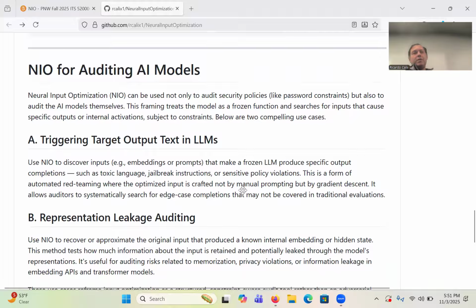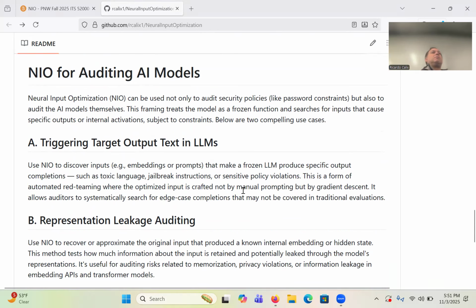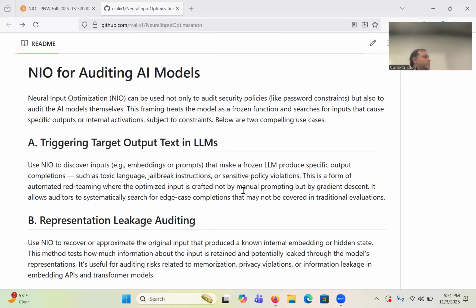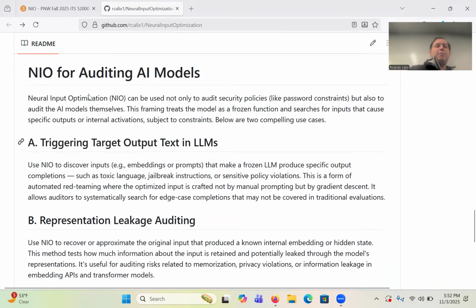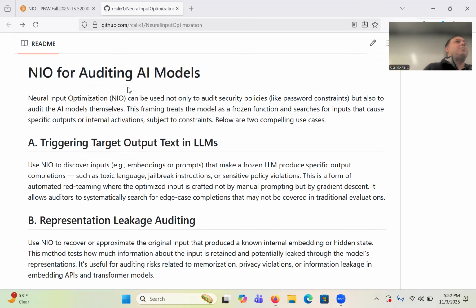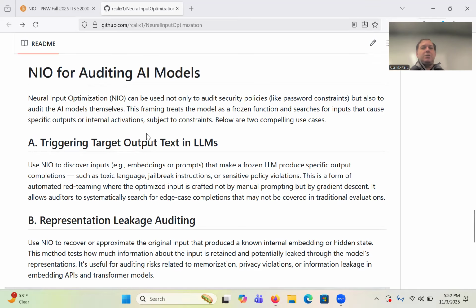This is more high level, not theoretical. We've done an example in chemical, material science, and physics, where this problem has been used quite a bit. Now we're going to consider AI models, like large language models. So NIO for auditing AI models. This has actually been done. There are a couple of papers on this approach, and it's very interesting.